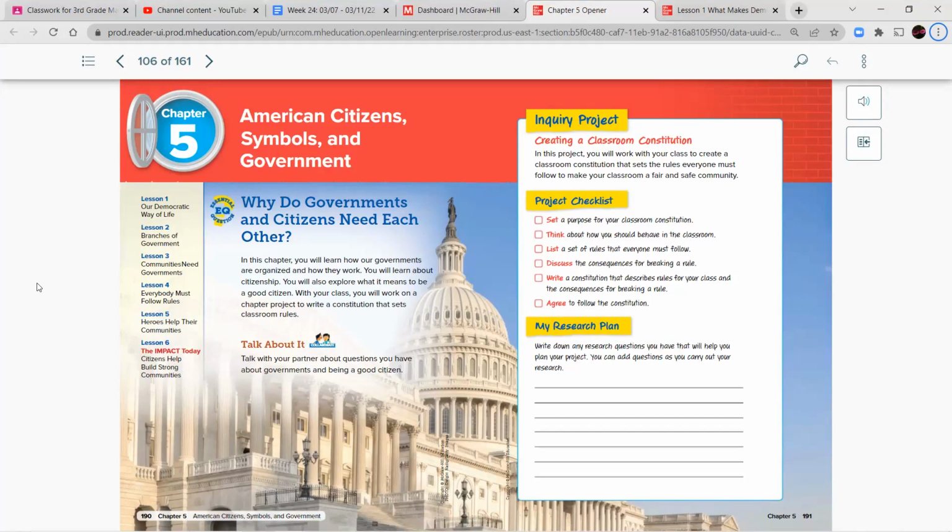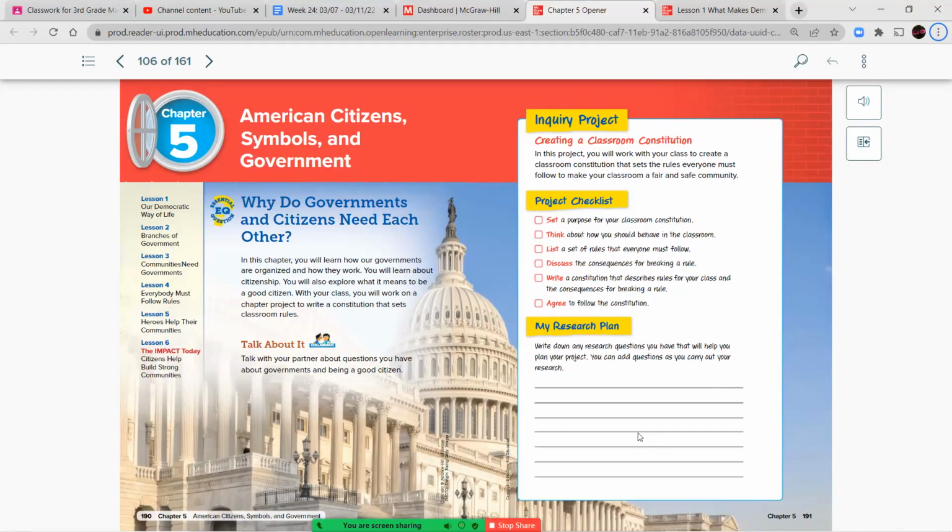In this chapter, we're talking about American citizens, symbols, and government. Why do governments and citizens need each other? In this chapter, you'll learn how our governments are organized and how they work. You'll learn about citizenship. You'll also explore what it means to be a good citizen. With your class, you'll work on a chapter project to write a constitution that sets the classroom rules.